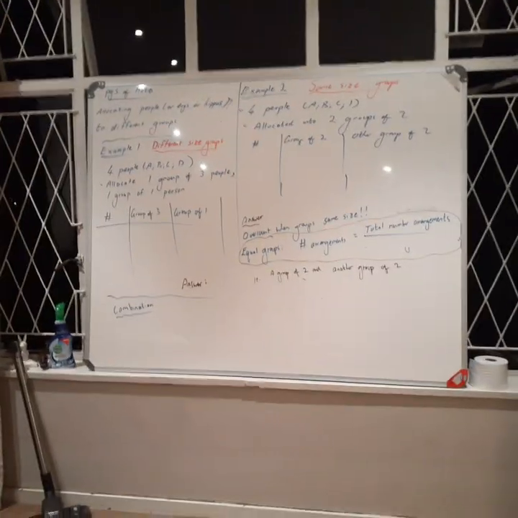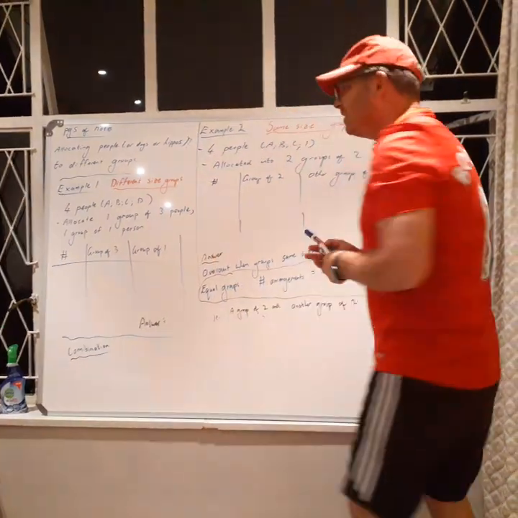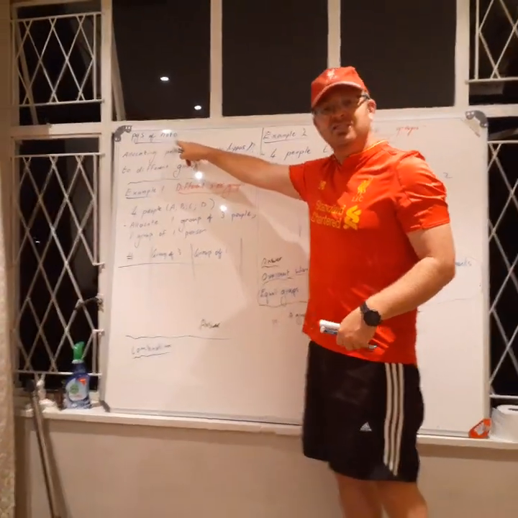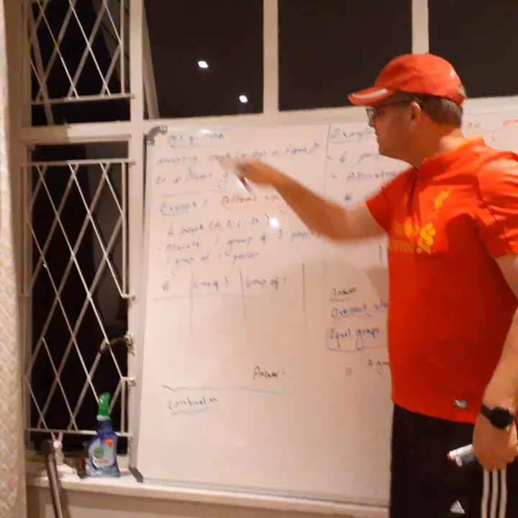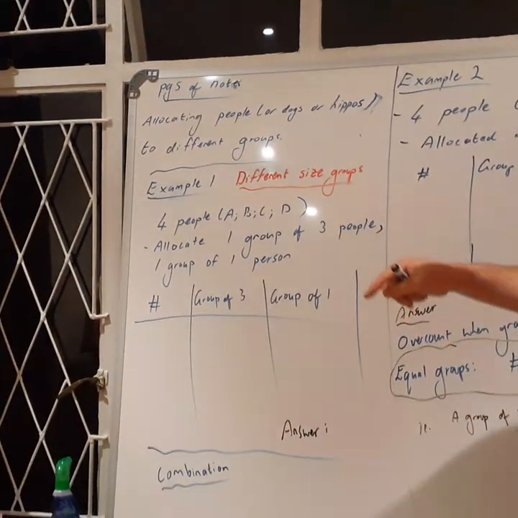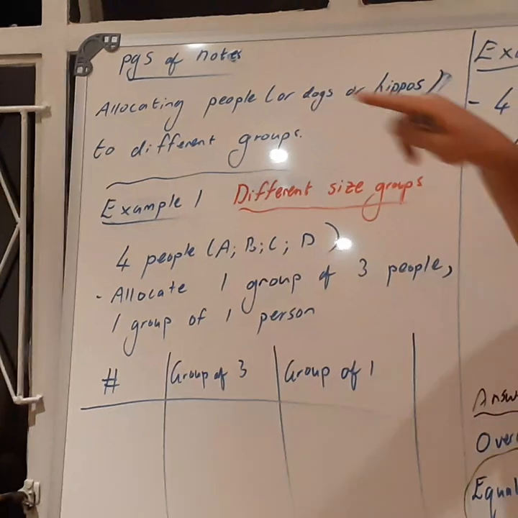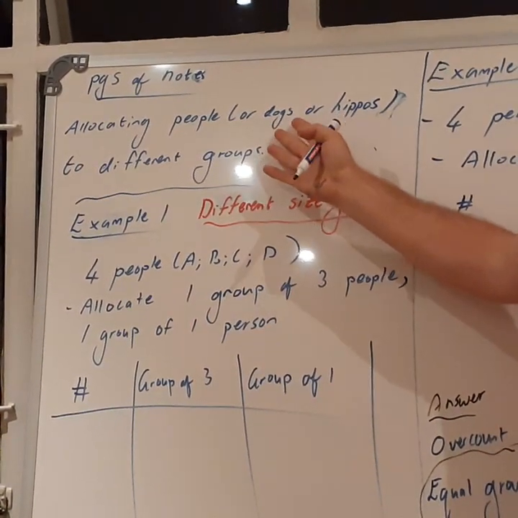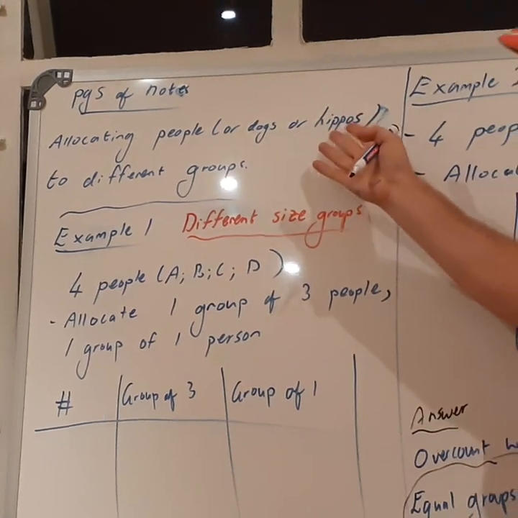Right. Okay, so Brogan, you're going to have to occasionally get some close-ups so they can see what's going on. Okay. So, girls, this comes from your notes on combinations. We're on page 5 of the notes. And the heading in your notes is allocating people, but we don't want to be biased. It could be anything. It could be dogs. It could be hippos.